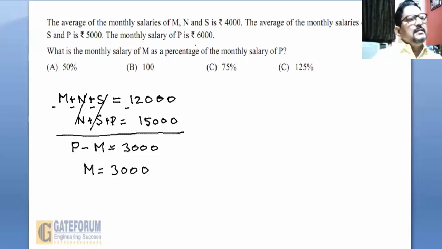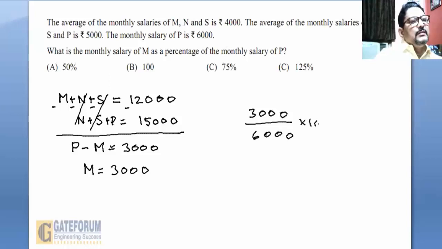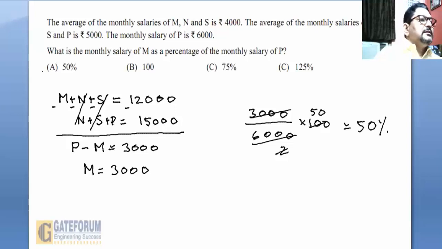What is the monthly salary of M as a percentage of the monthly salary of P? So 3,000 is the salary of M, 6,000 is the salary of P. Percentage, and we all can understand that it is 50%. So the answer would be 50%, and it's option number E.